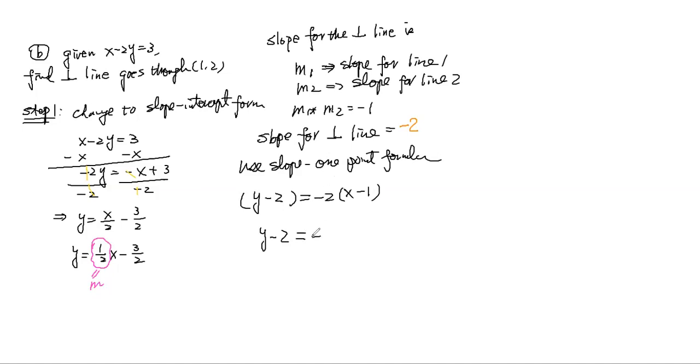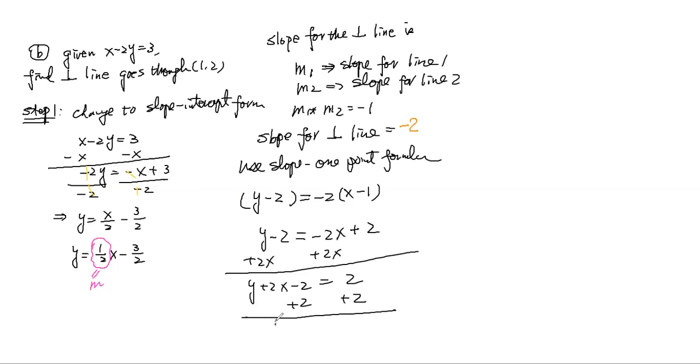Distributing, this is negative 2x plus 2. Then plus 2x on both sides, so this will be y plus 2x minus 2 equals 2. Then plus 2 on both sides, simplified a little bit, so you will have y plus 2x equals 4. So I got my answer. This is the line perpendicular to the given line, x minus 2y equals 3.